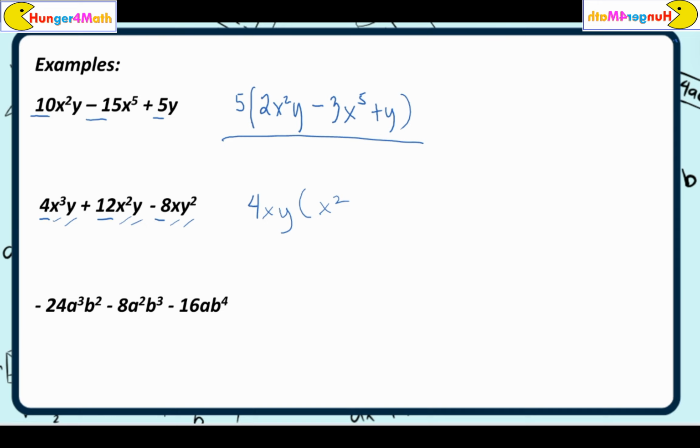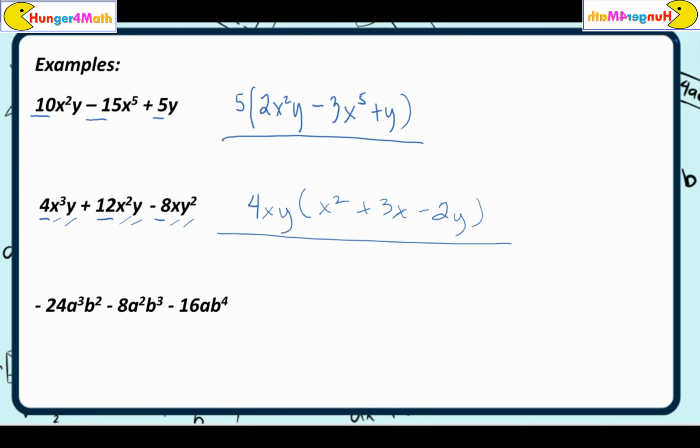It's better to divide one by one, so we will not miss any part of the terms. Then 12 divided by 4 is 3, so that will be plus 3. Then x squared divided by x is x, and y divided by y is 1, so the answer will be just 3x. Next, negative 8 divided by 4 is negative 2. Then x divided by x is 1, and y squared divided by y is y. So this is our answer.